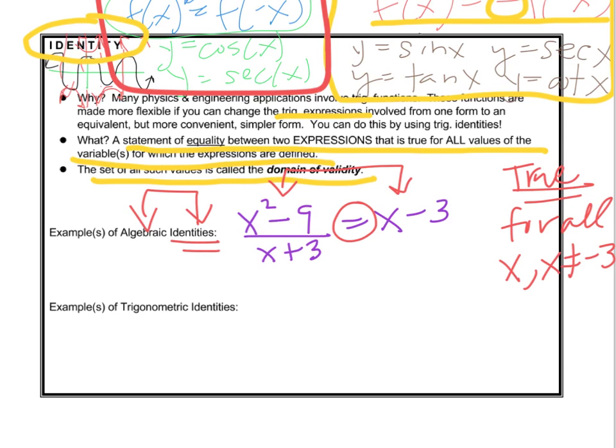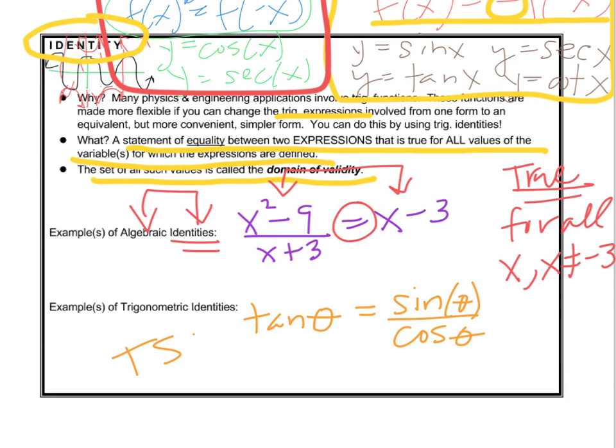Now our chapter isn't going to focus on algebraic identities, it will focus on trig identities. So a couple that you probably know, we just didn't call them an identity, would be tangent of theta. That is equal to sine of theta over cosine of theta. I call this the Tractor Supply Company. This would be true as long as cosine of theta does not equal 0.